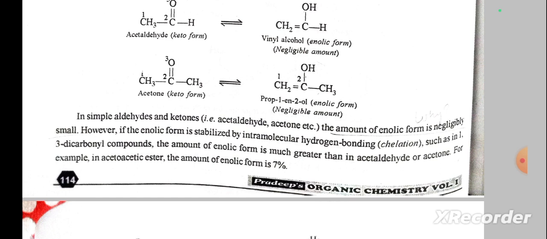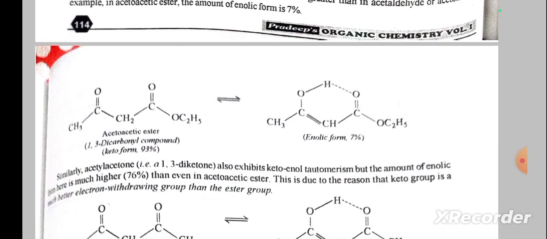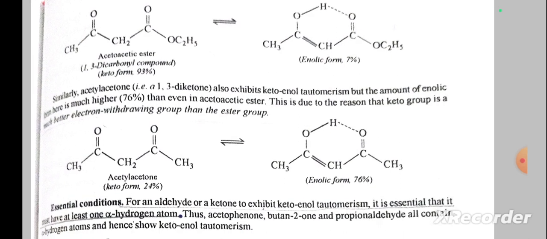For example, in acetoacetic ether, the amount of enolic form is 7%. Similarly, acetylacetone also exists in keto-enol tautomerism, but the amount of enol form is much higher, 76%, even higher than in acetoacetic ether. This is due to the reason that the keto group is a much better electron withdrawing group than the ester group.